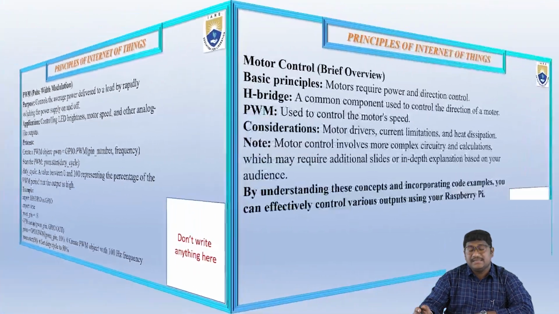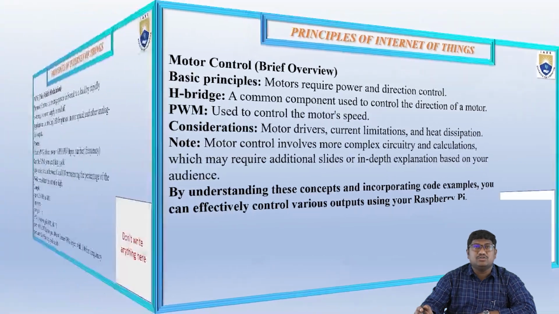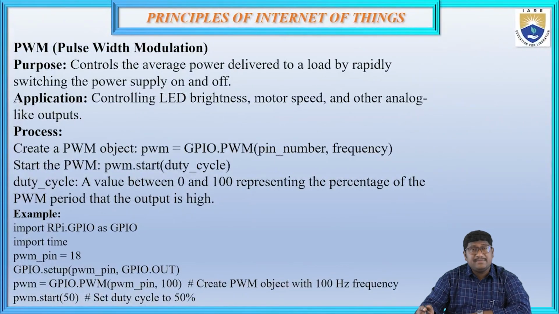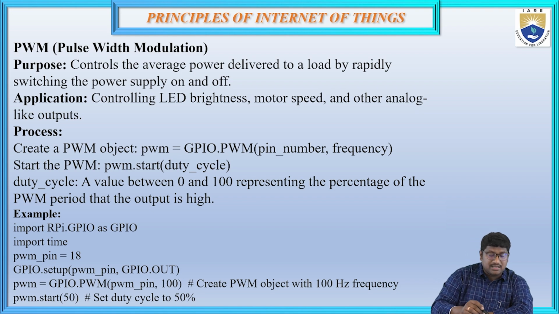This is how pulse width modulation works. Once have a look towards pulse width modulation. The main purpose of this modulation was you need to control the average power delivered to the load rapidly. And what are the applications? Controlling LED brightness, motor speed and other analog things. And this was an example which is shown to you, guys.